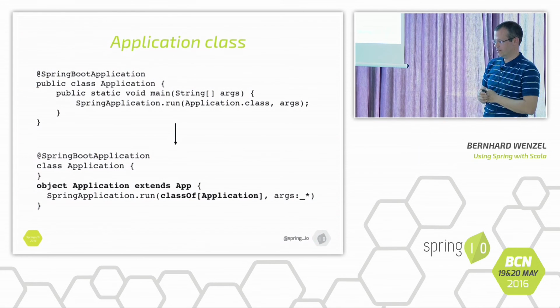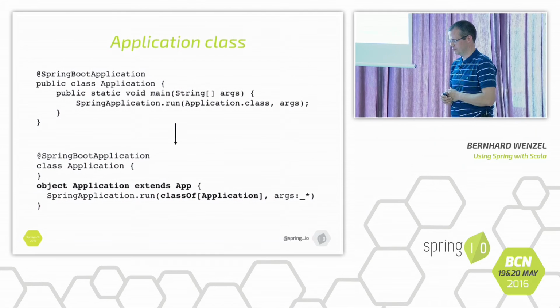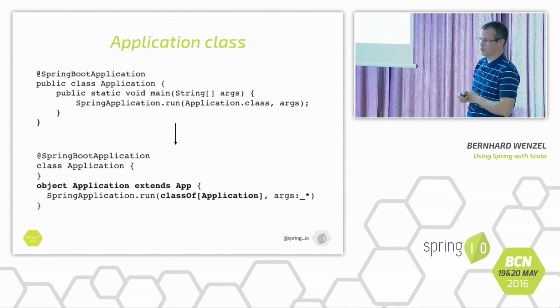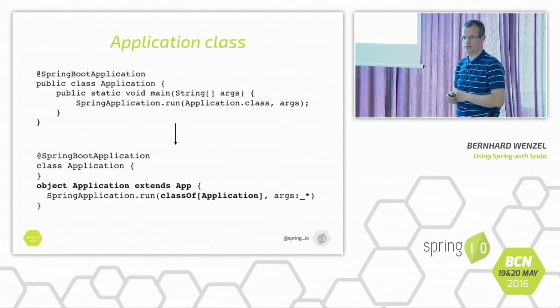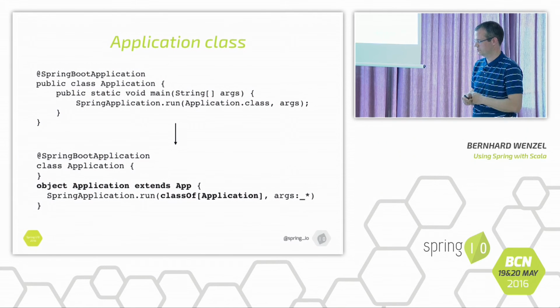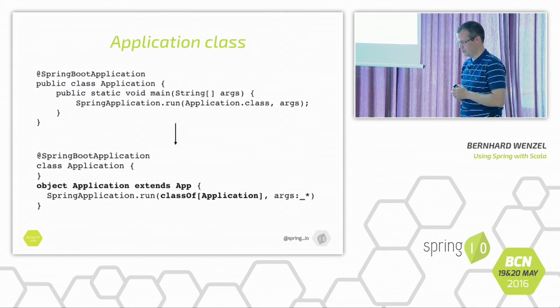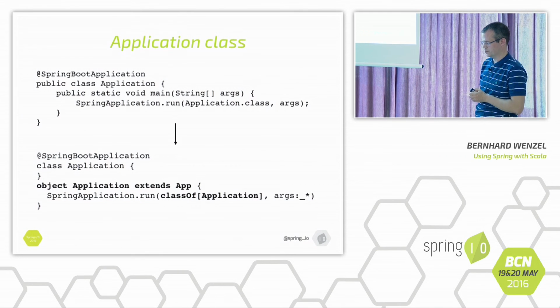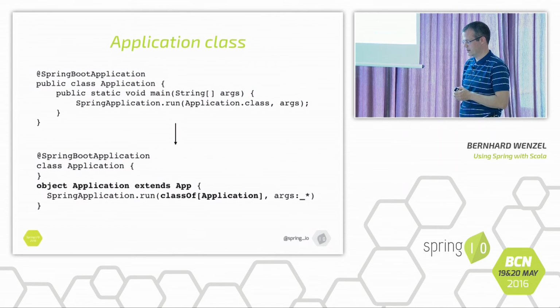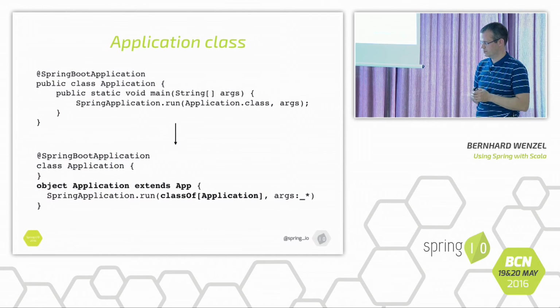So the application class. I always show the Java example on top, and then the translation to Scala. Very simple: we have our Spring Boot application annotation on the application class, and we have our main method where we start the Spring container and provide the command line arguments.